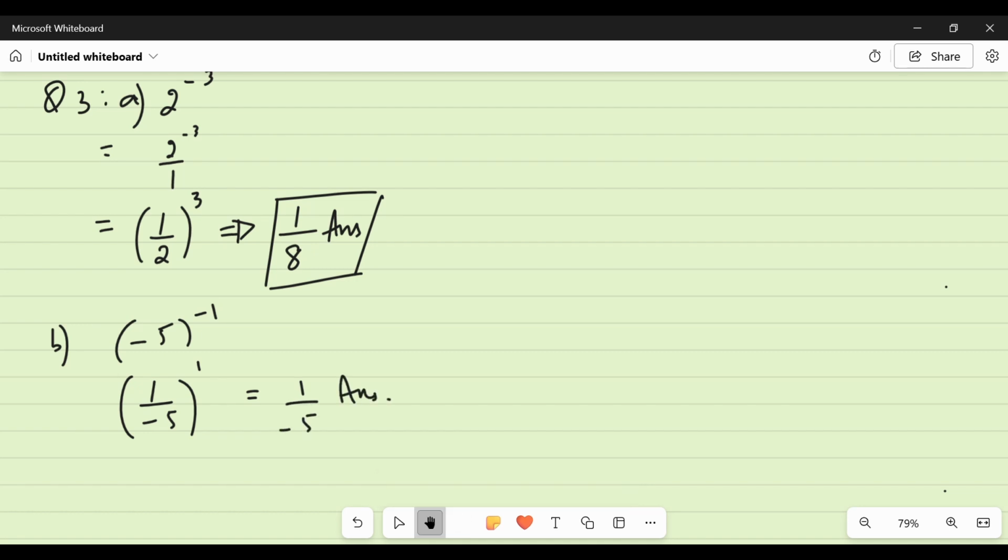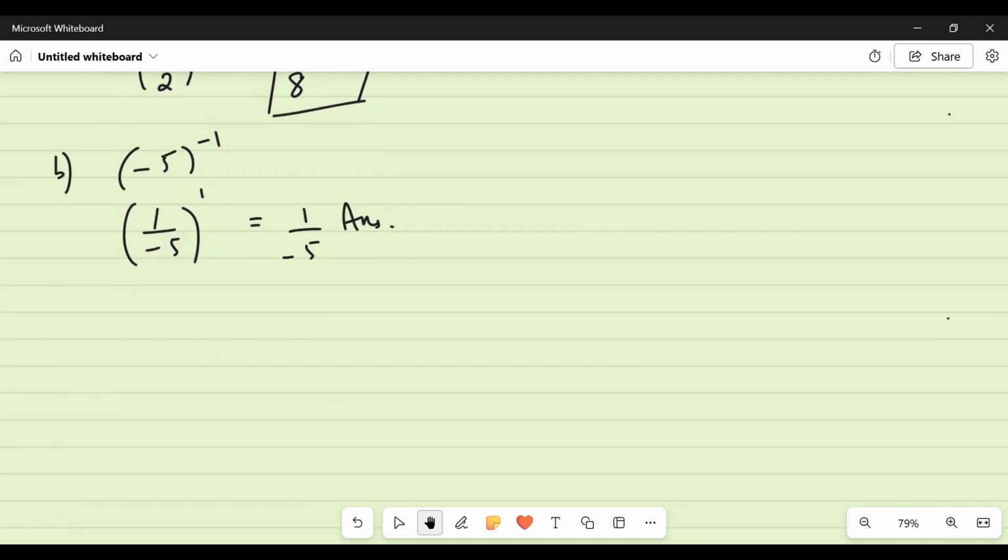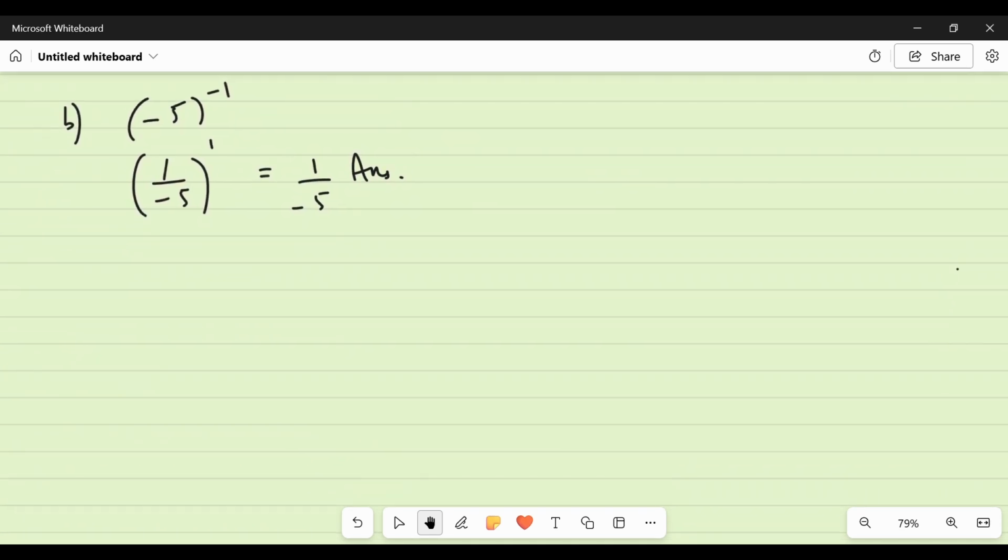Okay, now part C. Part C, we have 3 over 4 to the power -2. Now, as I told you, are you going to make this exponent positive? By reciprocal, by reversing the number.